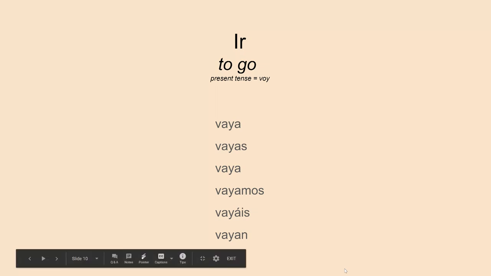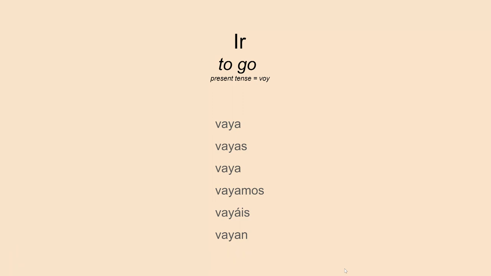Ir, to go. The present tense yo form was voy. Vaya, vayas, vaya, vayamos, vayáis, vayan.